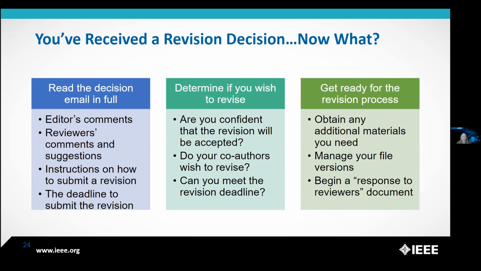So after you've digested that decision, you want to determine if you actually want to revise the article, because of course, it's not required. You could choose to submit your paper to a different journal or go a different route. But to make this decision, make sure you feel like you'll be able to make the changes requested, and that way your paper will be accepted. Are all the co-authors on board, and can you, most importantly, meet the deadline?